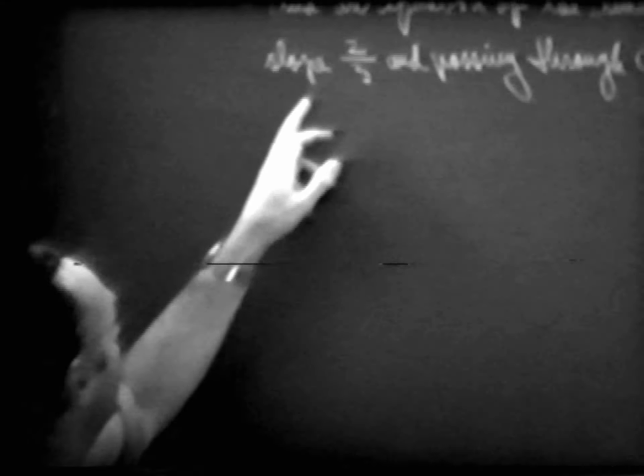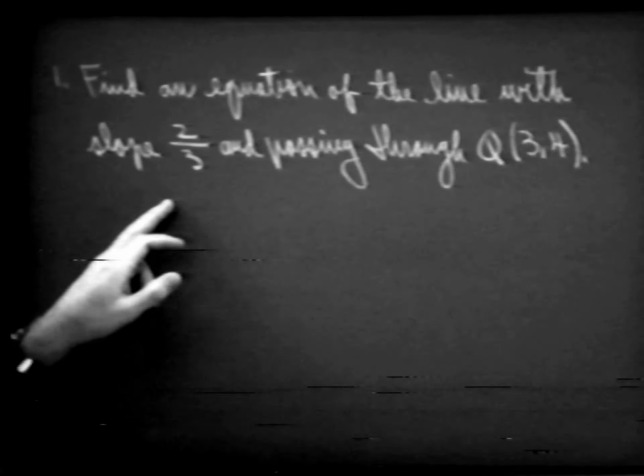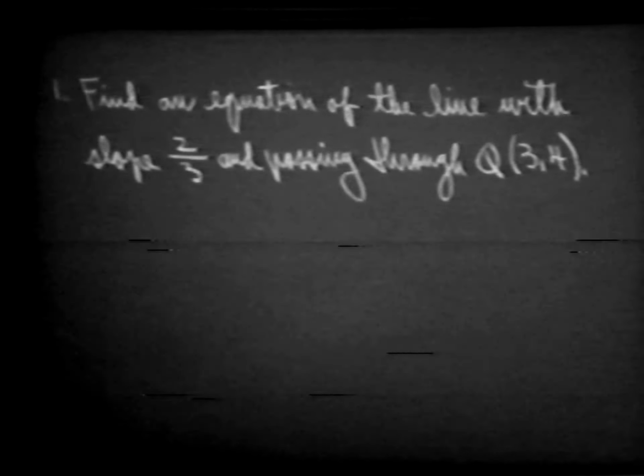Like to do today is to start looking at the equation of some of these lines that we have been talking about. All right? And let's look at a number of examples, and I think from these it will generate what we mean. And here's a problem in which we have: find an equation of the line with slope 2/3 and passing through the point Q with coordinates of 3, 4.